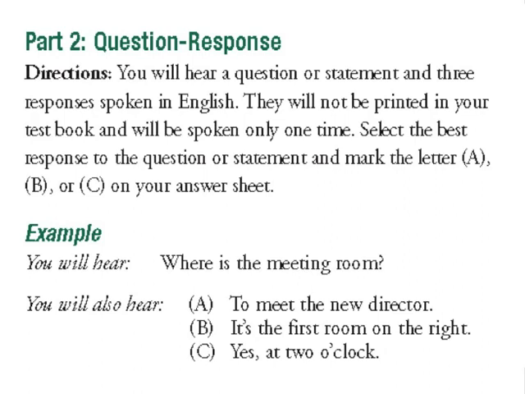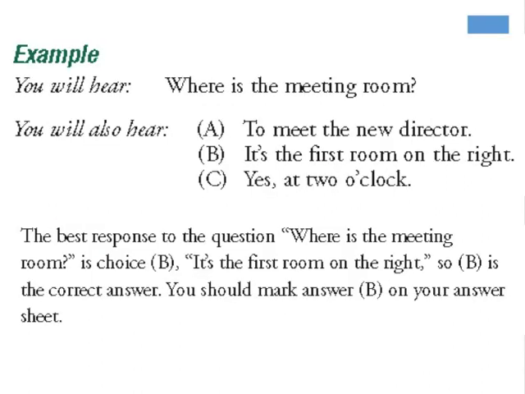sheet. So, for example, you will hear, "Where is the meeting room?" You will also hear A, "To meet the new director." B, "It's the first room on the right." C, "Yes, at 2 o'clock." The best response to the question, "Where is the meeting room?" is choice B. It's the first room on the right. So B is the correct answer. You should mark answer B on your answer sheet.